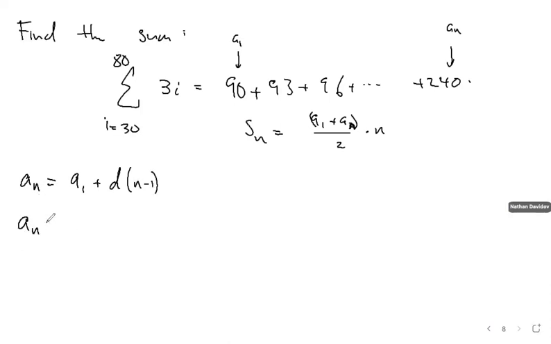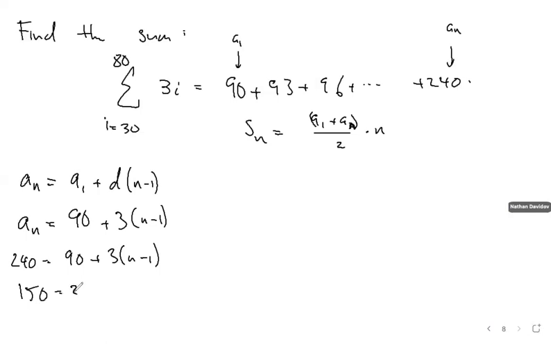So that means a sub n is equal to 90 plus 3 times n minus 1. So that means that 240 is equal to 90 plus 3 times n minus 1. So let's see, this is 150 equals 3 times n minus 1. 50 equals n minus 1. So that means that n equals 51.